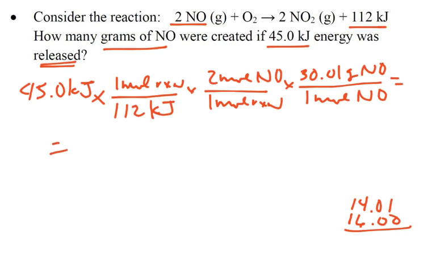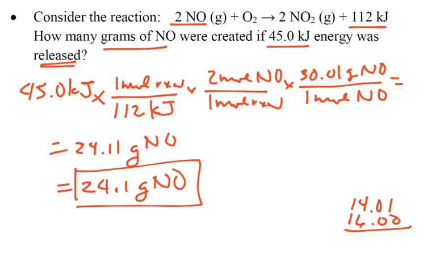And now all I have to do is calculate. And I'm getting 24.11 grams of NO. And looking at the problem, it looks like I have 3 significant figures. So I'd round that off to 24.1 grams of NO. So this is a similar problem to what we were doing in earlier units, and it's just that I'm using my 112 kilojoules as a conversion, 112 kilojoules for every mole of reaction. Then I have my mole ratio, and I have my molar mass, and the rest of this seems pretty familiar. That's the answer. That's done.